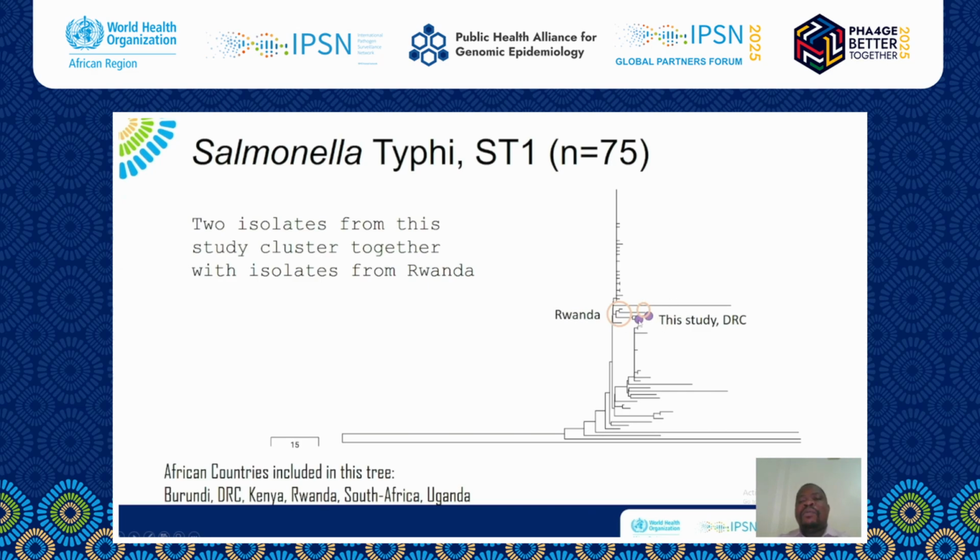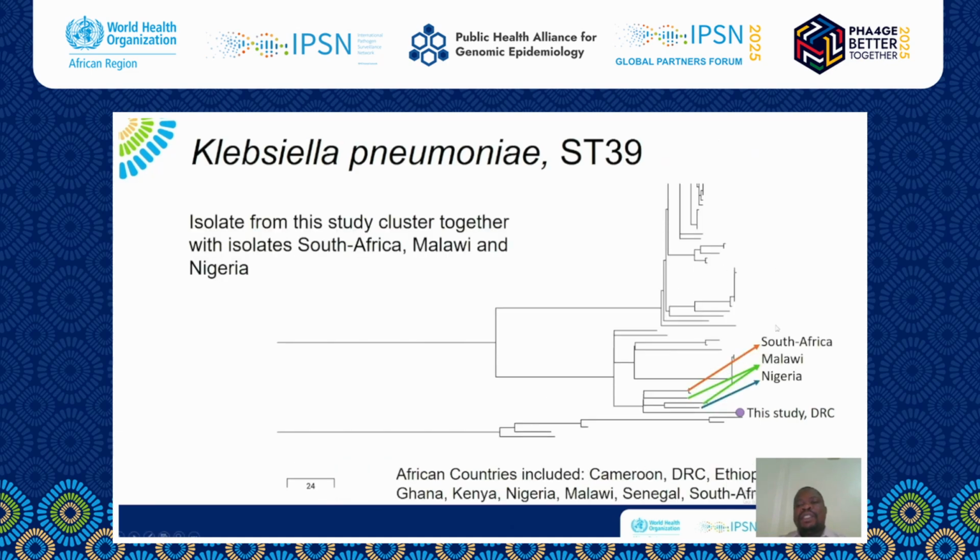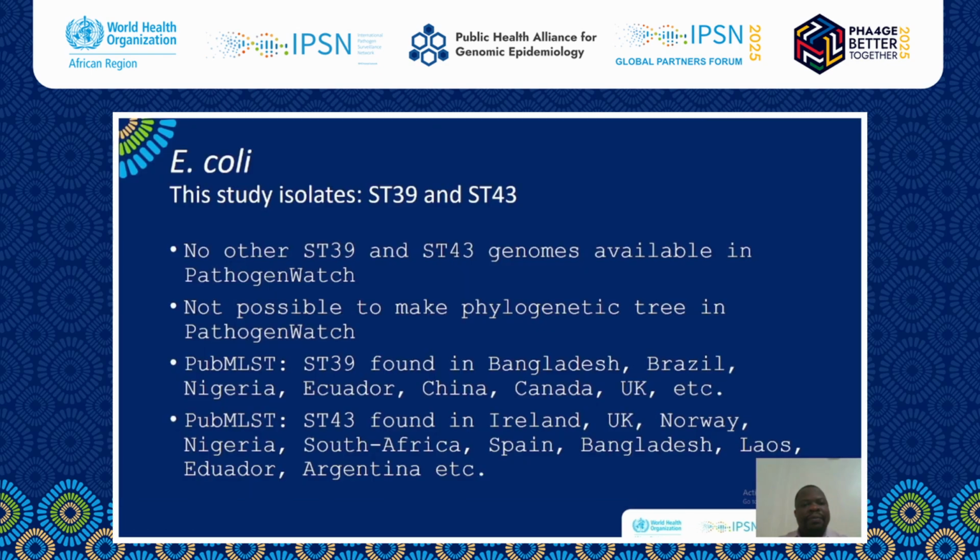For Salmonella typhi, we tried to analyze our data with the African countries, and the cluster shows that our strains were more closely related to the ones isolated in Rwanda, which is the closest country with high traffic between the two countries. For Klebsiella pneumoniae, we tried as well to compare what we got as the sequence type with other African countries. And if we zoom in, it was possible to show that our strains are closer to the ones that have already been reported in South Africa, in Malawi, as well as in Nigeria.